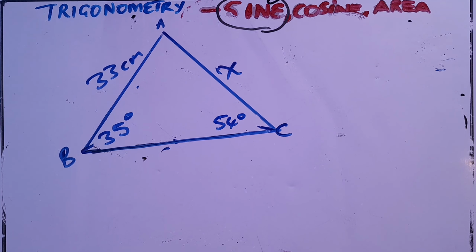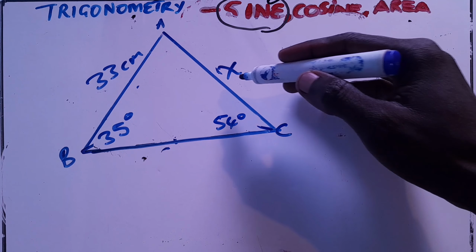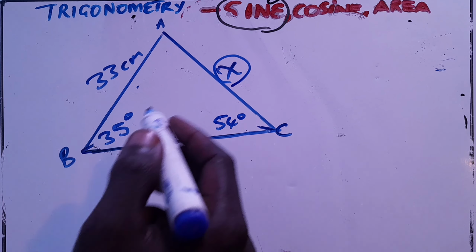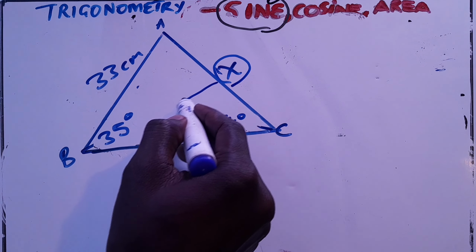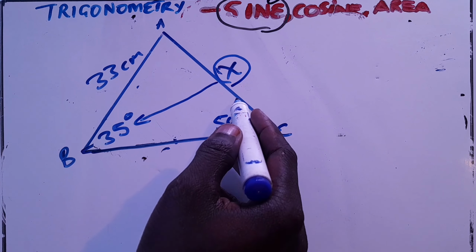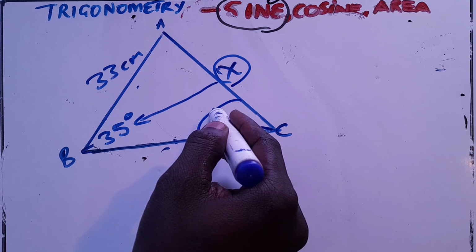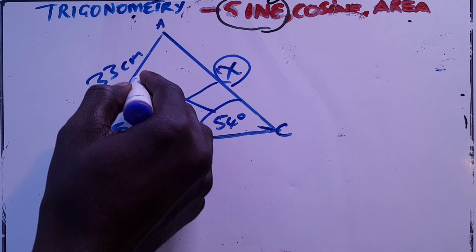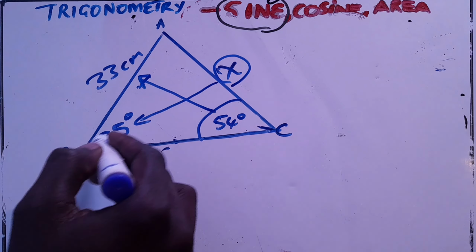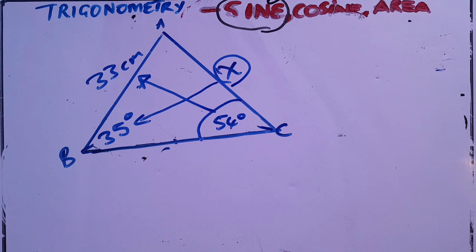Okay, so now we are required to find the value of x, right? So this value of x is opposite to this angle, so we can take this pair, right? And also having this other angle that is opposite to this side, so we're going to take this pair and try to solve for x, right?